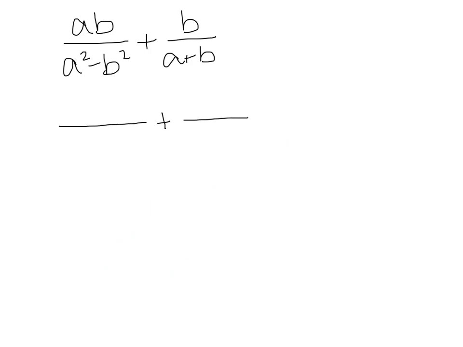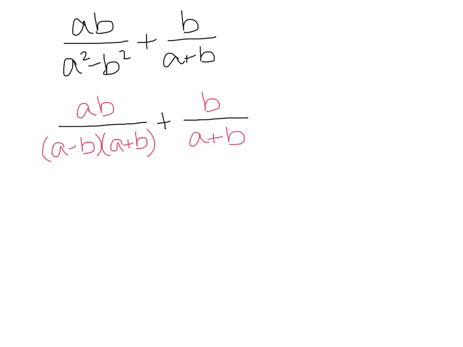The first fraction does factor. AB stays AB, but a squared minus b squared is a difference of squares, which means it factors out to be a minus b times a plus b. The second fraction doesn't factor at all, so I just have b over a plus b.